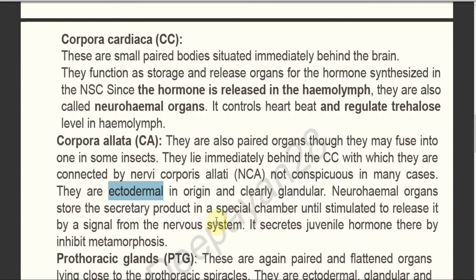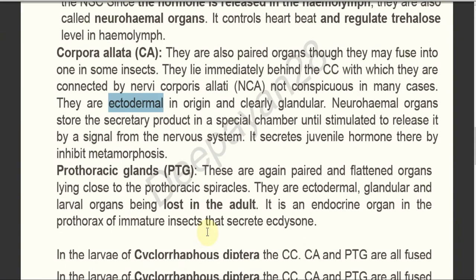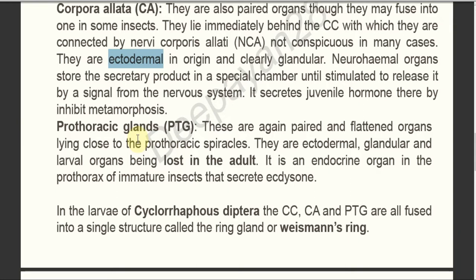So, you see what happens. Next thing we'll discuss, then we'll discuss this one. Prothoracic gland. What is prothoracic gland? You already have discussed this one. Prothoracic gland. What is that? Sir, prothorax. In the insect. Very good. Gland is there in the prothorax. Yes or no? Very good.